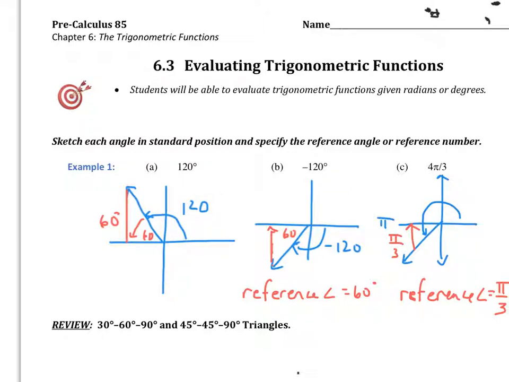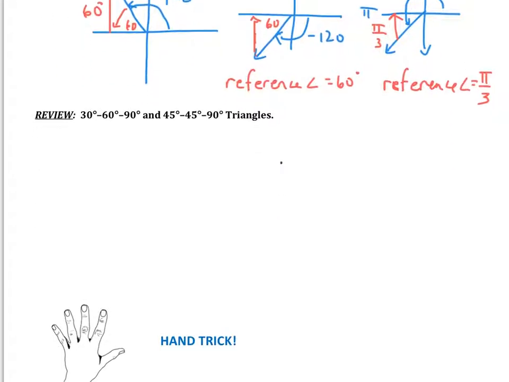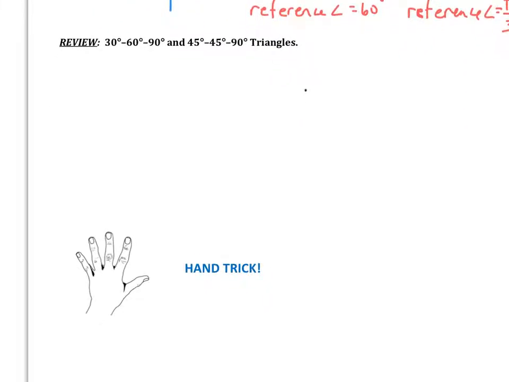Next, review from basic geometry when we learned about our 30, 60, 90 triangles and 45, 45, 90 triangles. So draw a 30, 60, 90. I'll put my 30 degrees down here, I've got my 90 degrees here, and I've got my 60 degrees here. Does anybody remember how you would label your sides for a 30, 60, 90?